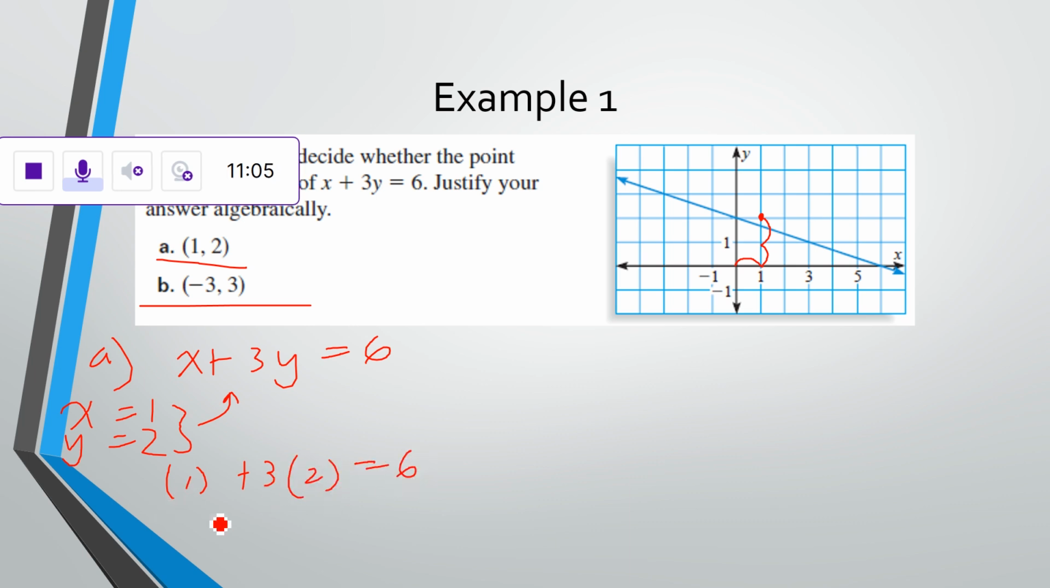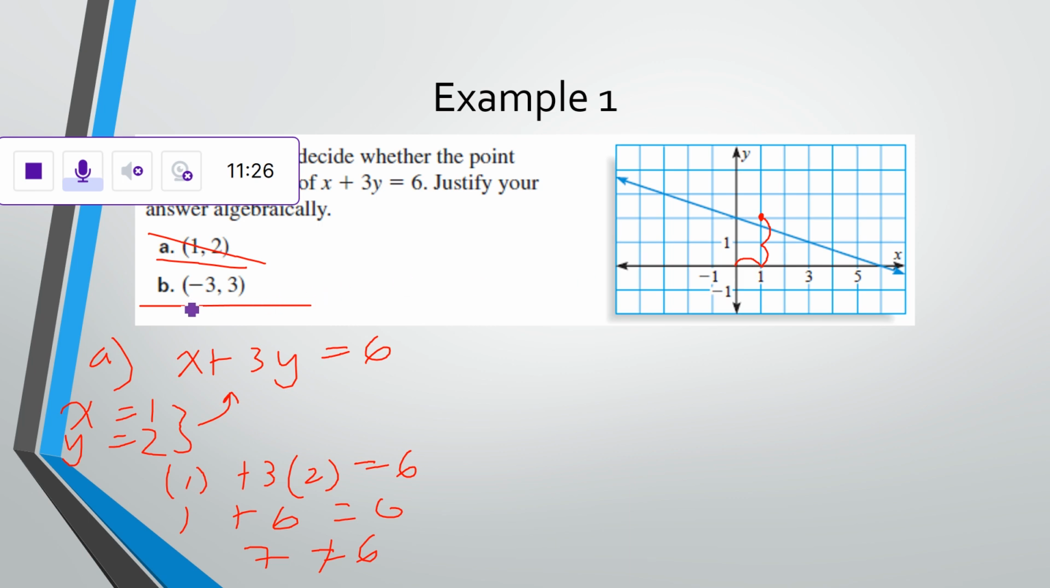And if we were to solve this, 1 times nothing is just 1 by itself. 3 times 2 gives us 6, and we know for a fact that 1 plus 6 does not give you 6, and instead gives you 7, which means that (1, 2) is definitely not going to be our solution, right? So we can go ahead and cross that out. But let's go ahead and really quickly just check (negative 3, 3).